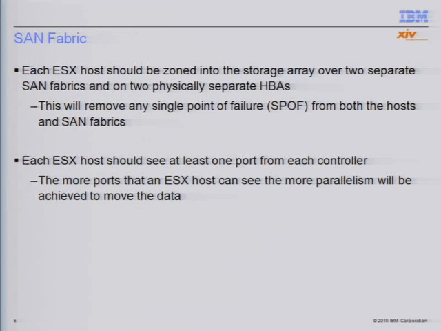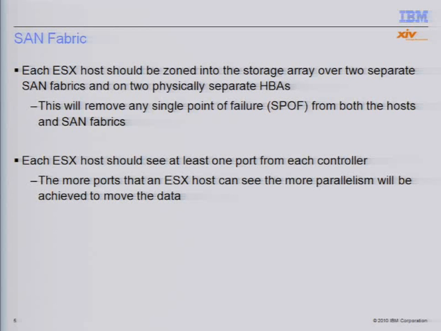So when it comes to your SAN fabric, I really wanted to start off with best practices for your physical environment, so the physical hardware. You always want to make sure you have no single point of failure. And to that end, one way you can do that is by always having multiple HBAs within your ESX host. So you want to have two physical HBAs.